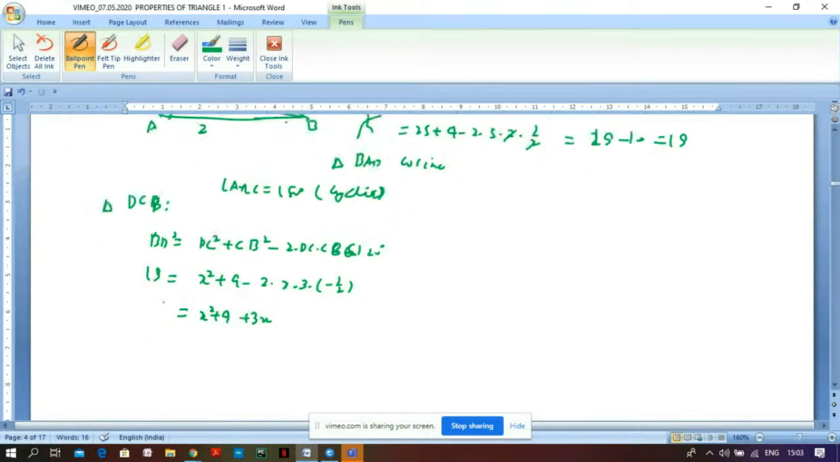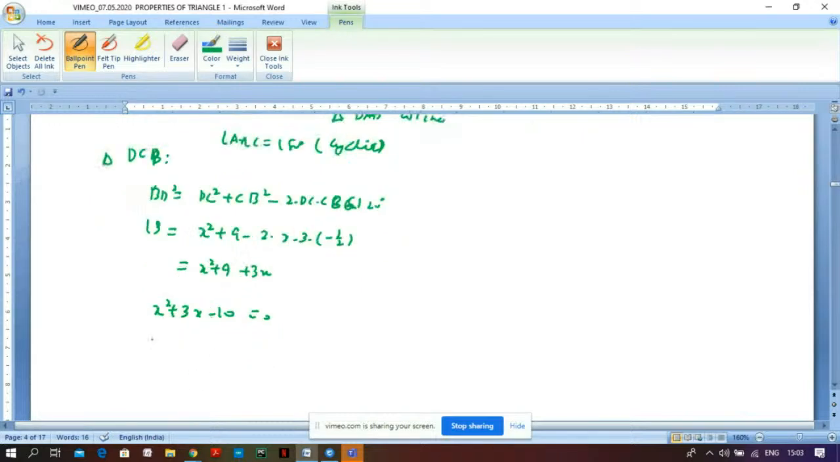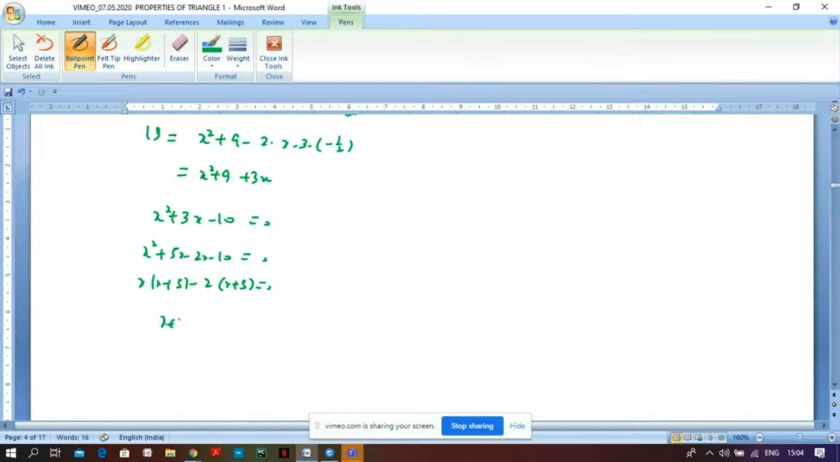And when you transpose 19 to this side, you are getting x squared plus 3x minus 10 equals 0. It factors as x squared plus 5x minus 2x minus 10 equals 0. I can factor x plus 5: x plus 5 times x minus 2 is 0. As x is not negative 5, x must be 2. And so your answer is that the fourth side, the remaining side of the cyclic quadrilateral, is 2. So that was based on the cyclic quadrilateral.